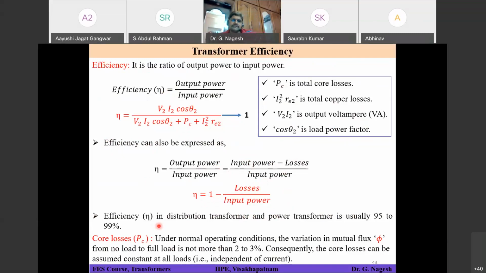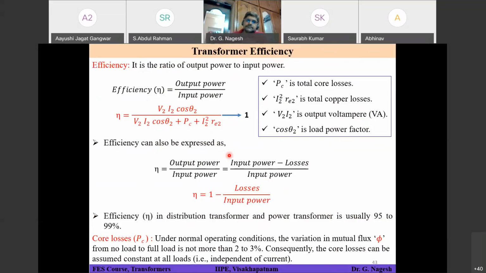So efficiency in distribution transformers and power transformers is usually between 95 to 99%. I want to give you this information generally. So for distribution transformers or power transformers, you will have efficiency between 95 to 99%.